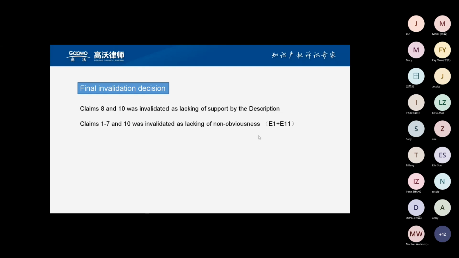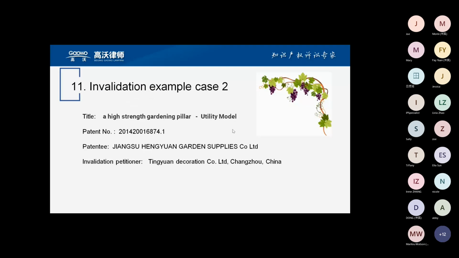As you can see, my strategy is that when we file an invalidation request, we should provide as much evidence and as many reasons as possible, including some strong evidence and reasons, so that the department, the panel, can choose some of them to invalidate a patent. Okay, so let's move on to the next example case.